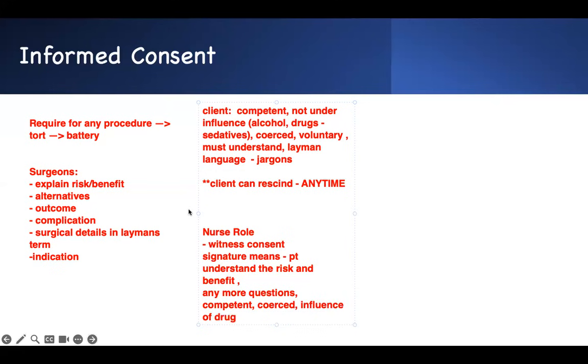Influence of drug, narcotic, sedative, or alcohol, basically. So those are the keys that you've got to put together. There's a way they can trap you.